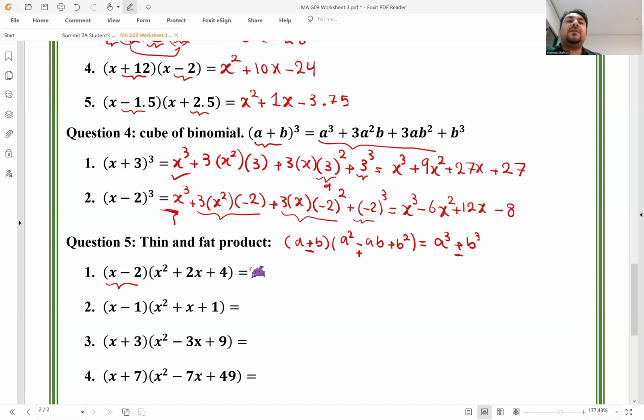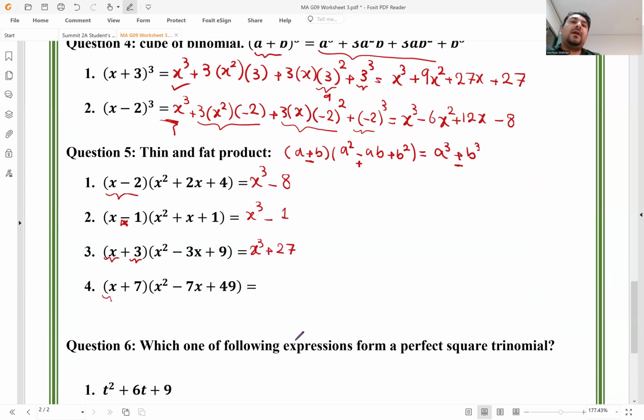So it will be the first term powered by 3 minus the second one, which is 2 powered by 3, which would be 8. Next one, the same. The first term is x, so x cubed minus, because if this is minus, the answer is also with minus, 1 powered by 3, which is 1. Next one, x cubed plus 3 cubed. 3 cubed is 27.